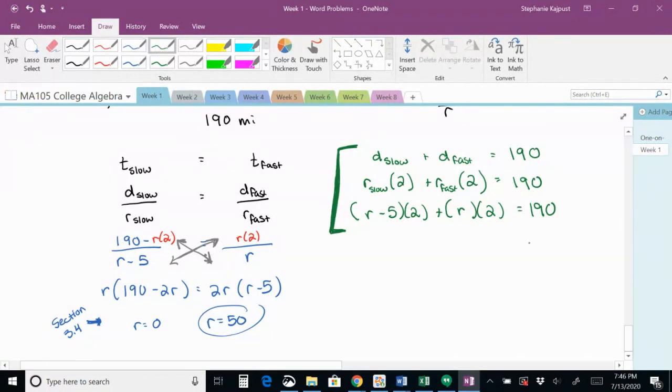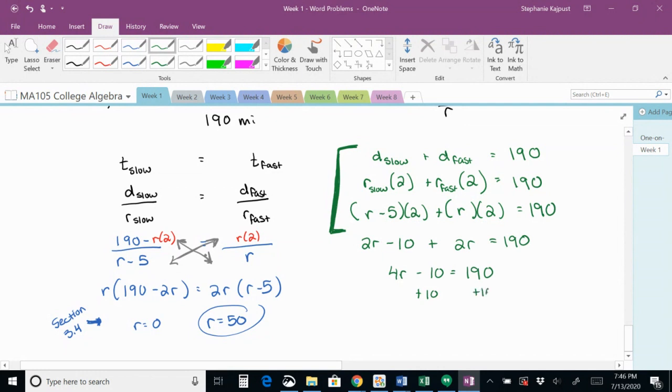And let's go ahead and solve the one on the right to verify that we get the same answer. So the r minus 5 times 2, I need to distribute that 2. So it's 2 times r, which is 2r, and then negative 5 times 2, so that's a negative 10, plus 2r equals 190. So 2r plus 2r is 4r minus 10 equals 190.